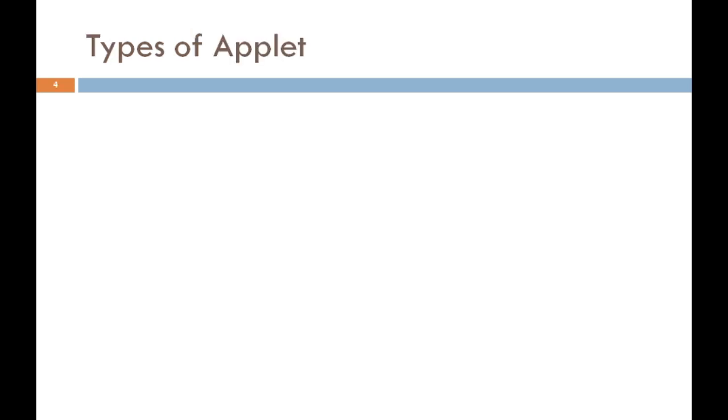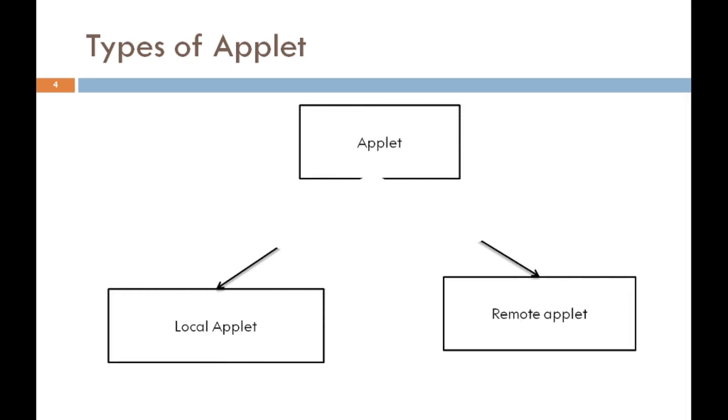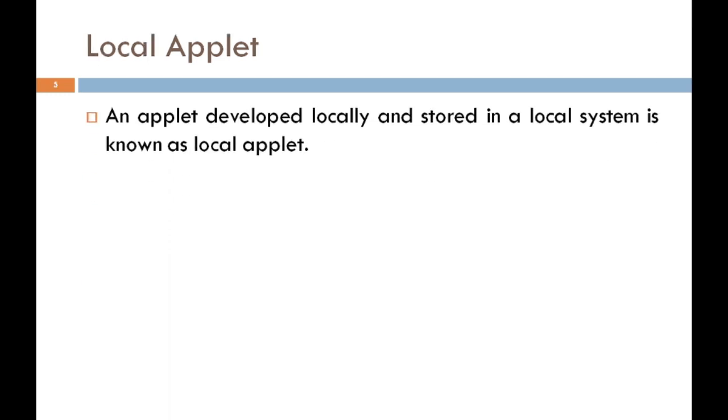Now we discuss about the types of applet. Applet has two types. The first type is a local applet and the second type is remote applet. Now first we discuss local applet. An applet developed locally and stored in a local system is known as local applet.